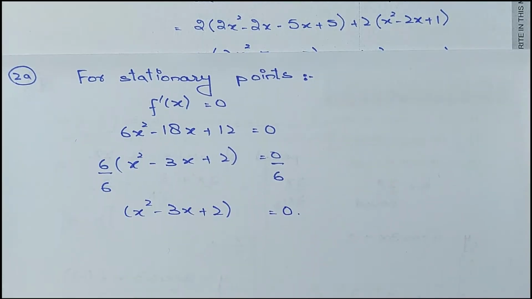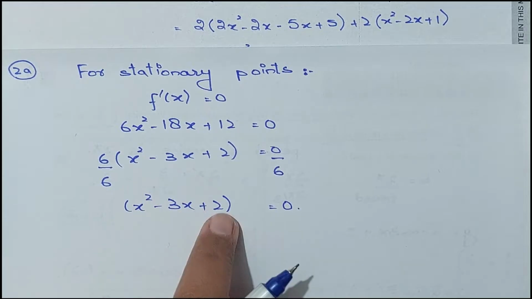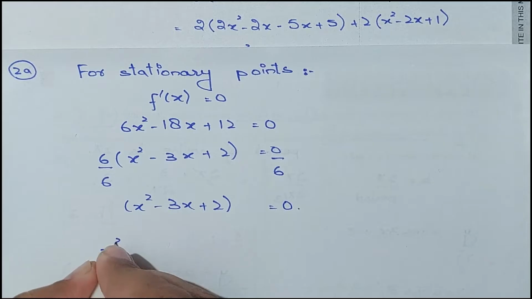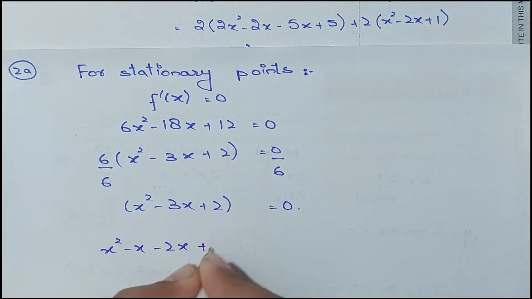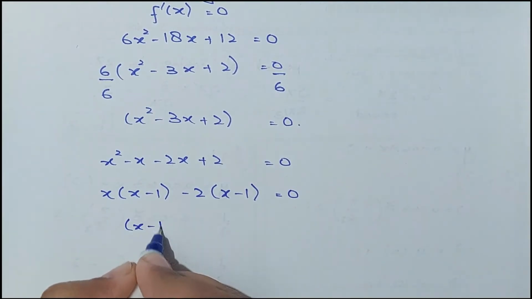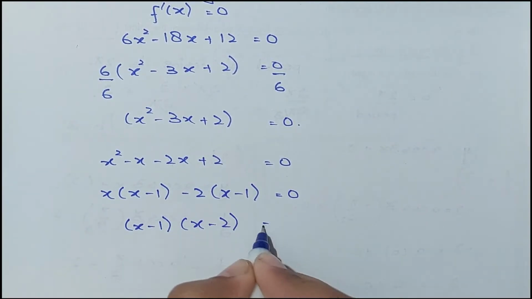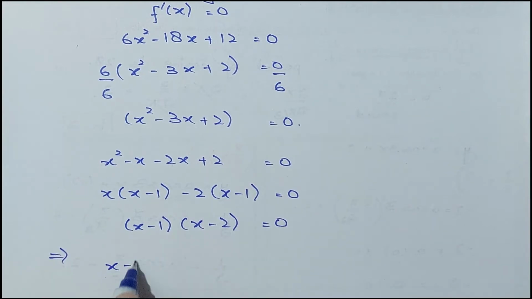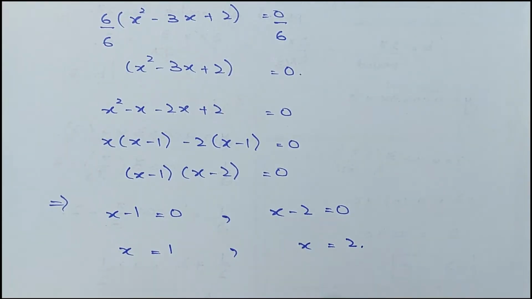Now let me factorize this. 1 times 2 is 2, and minus 1 minus 2 would be minus 3. So x squared minus x minus 2x plus 2. These are the factors. x is common, x minus 1 is left; negative 2 is common, x minus 1 is left, equals 0. The two factors are x minus 1 and x minus 2, and this equals 0. Putting both factors separately equal to 0, x minus 2 is also equal to 0. So from here x value is 1 and here x value is 2.